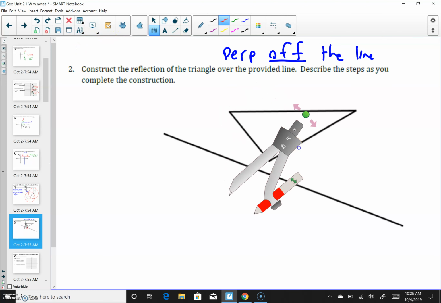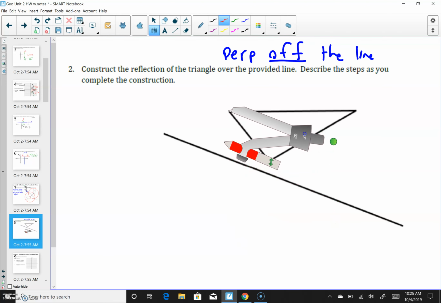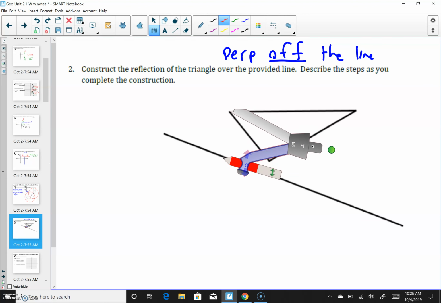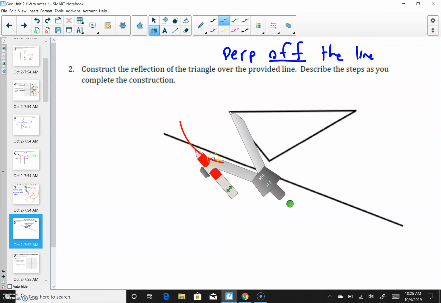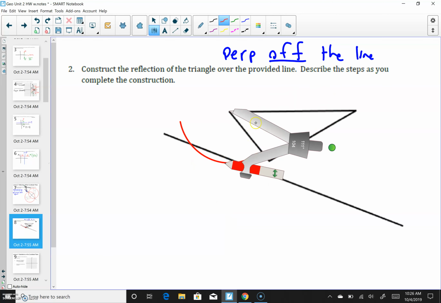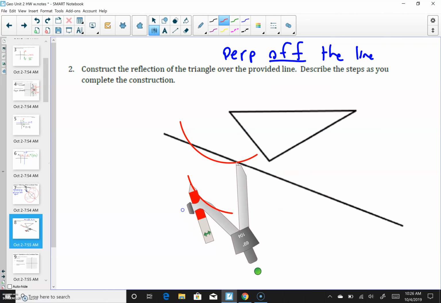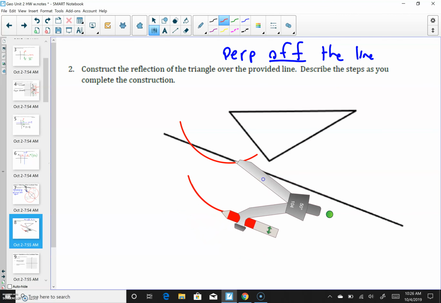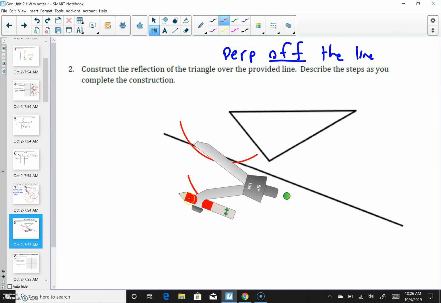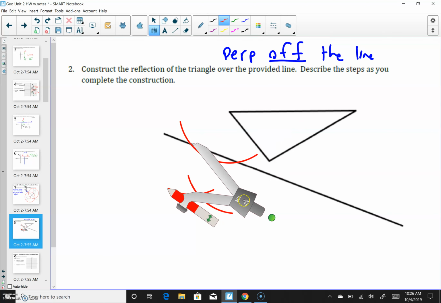So normally we would make full circles, but in order to save ourselves a little bit of space here, we'll make just the arcs. And the only requirement is it's got to hit the line of reflection 2 times. We'll keep our compass the same size throughout this whole process. That's important. That saves us a lot of time at the end by not having to remeasure anything.